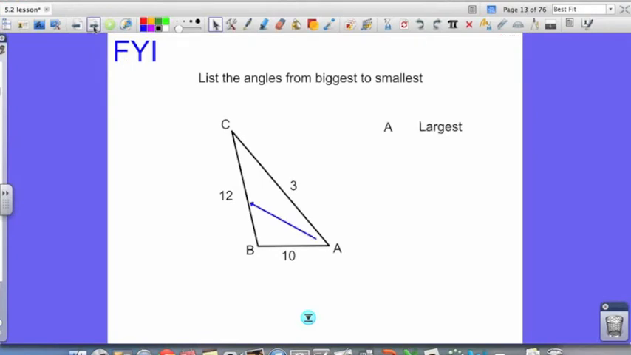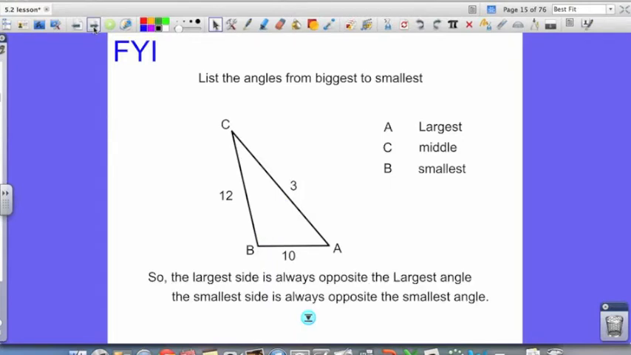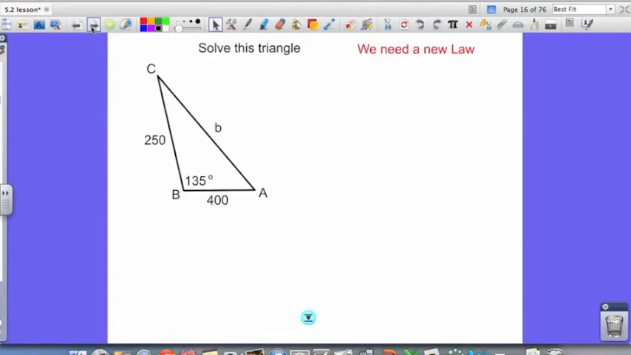Hopefully you had a chance to do this, or you've already remembered this from geometry, but I'll do a quick review. A is going to be the largest because the largest angle will always be opposite the largest side. B will be the smallest because the smallest angle is always opposite the smallest side. And of course, C will be the middle angle because it's the middle side. To sum up, the largest side is always opposite the largest angle and the smallest side always opposite the smallest angle. Something to keep in mind as we work through these problems. It'll help you out.